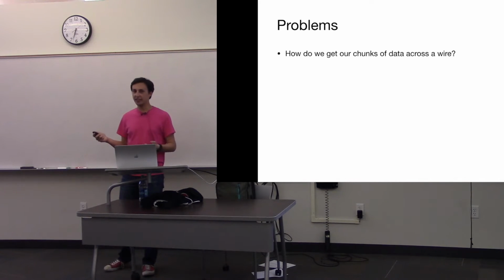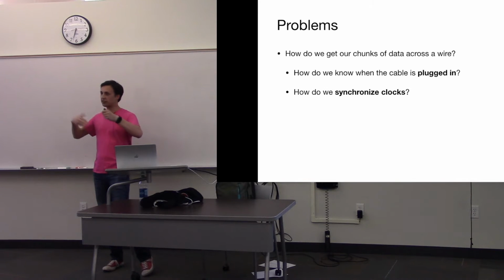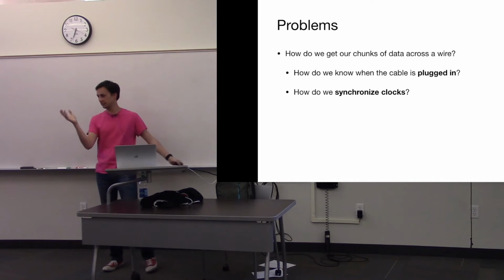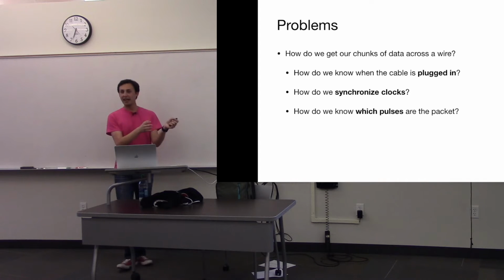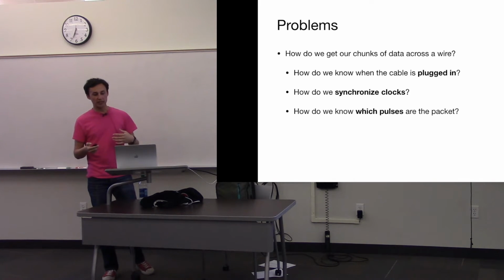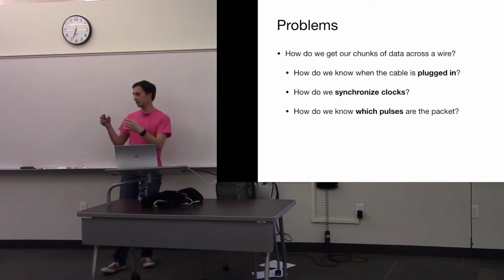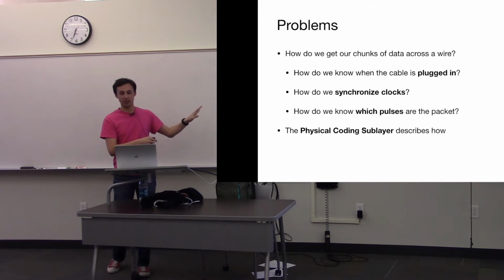Because we need to do things like know that the wire is plugged in. We need to be able to synchronize across the channel so that we know when the pulse is actually the pulse we're trying to look at and not some kind of edge between pulses. And we need to know which pulses are the packet and which are spurious or sent at the wrong time or anything that could be an error instead of the actual packet we're trying to receive. And so Ethernet has a specification called the physical coding sublayer that describes how we solve all these problems.